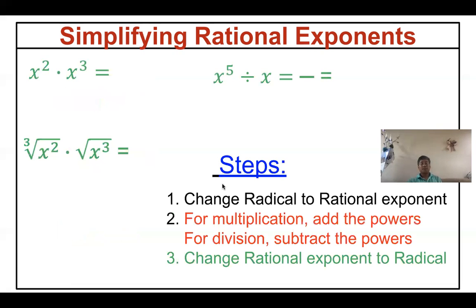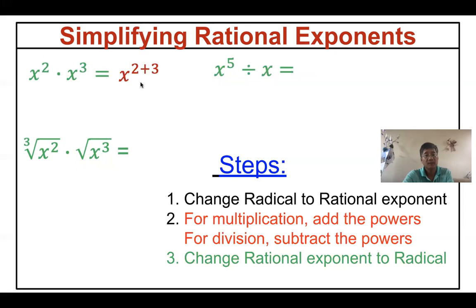Then, can we simplify this? X squared times x to the third power. What do you do? When you multiply, you add the powers, right? So x to the fifth power. Yes? Like this. You add the powers.